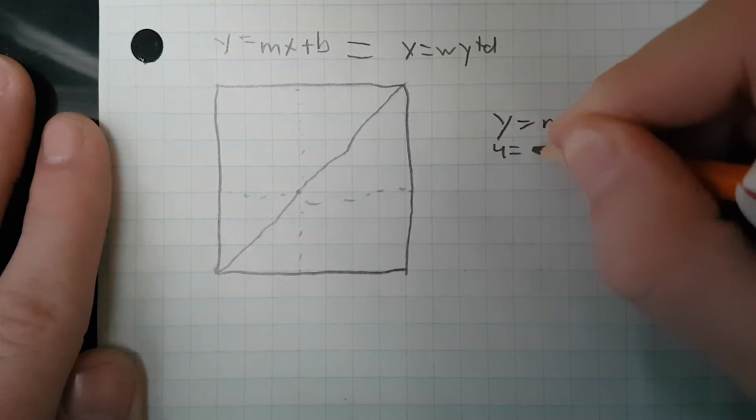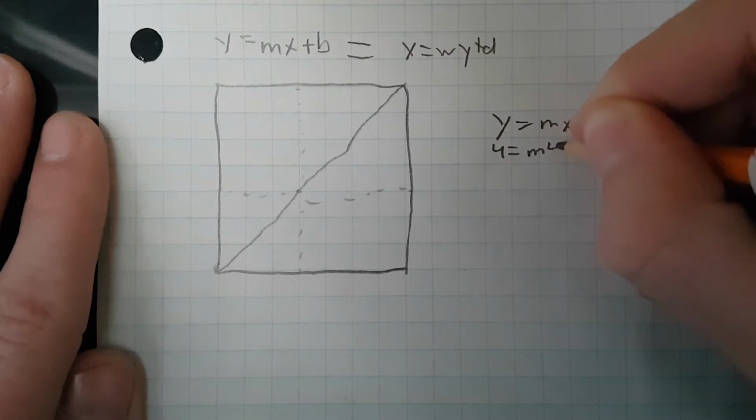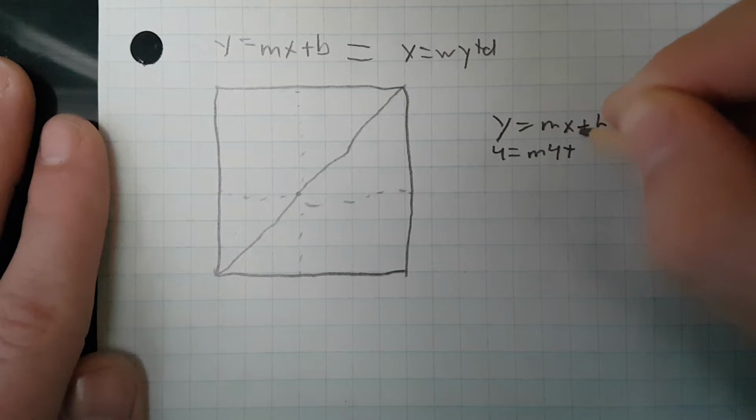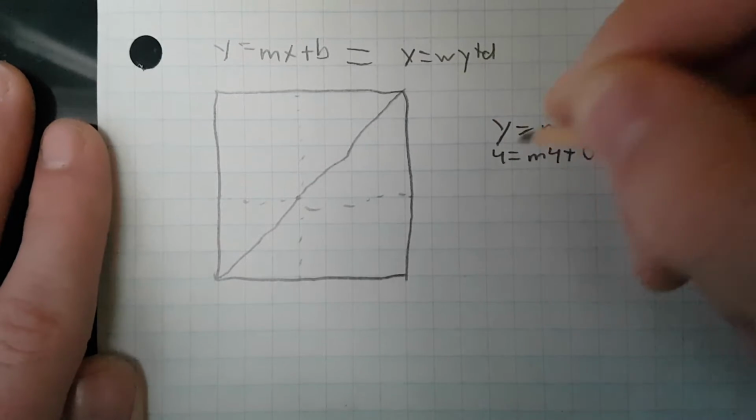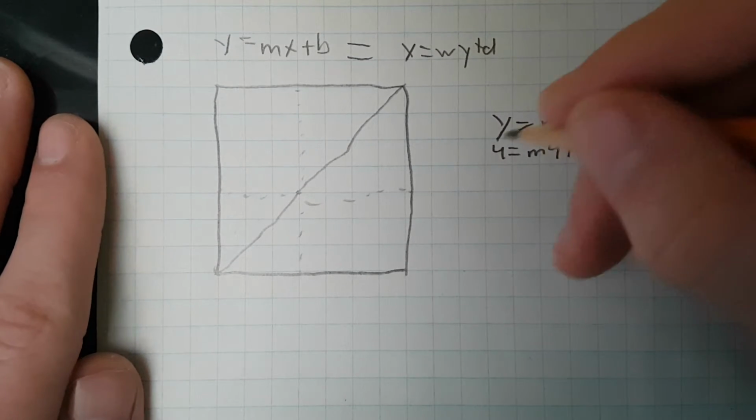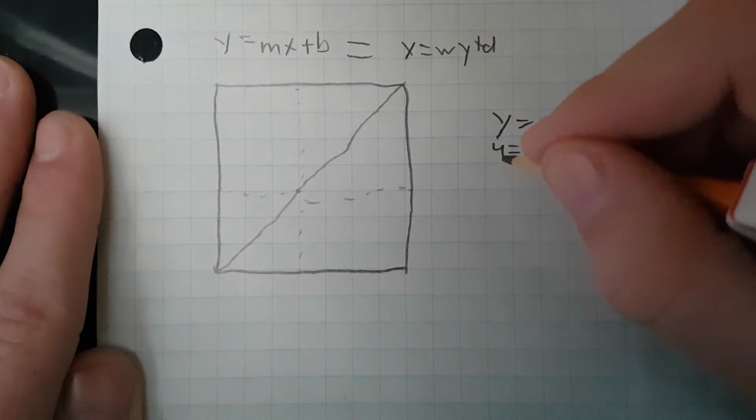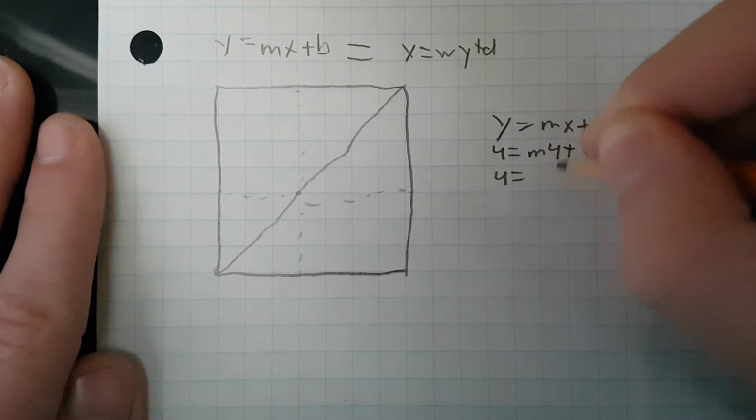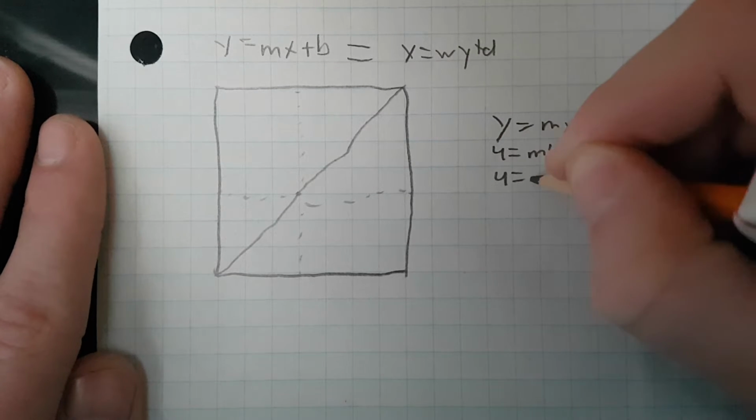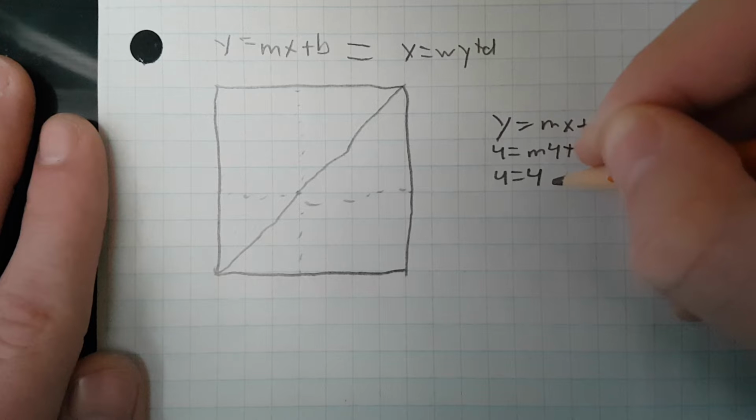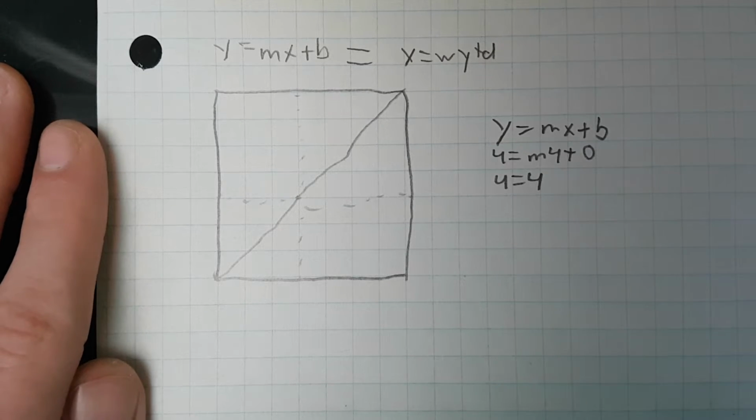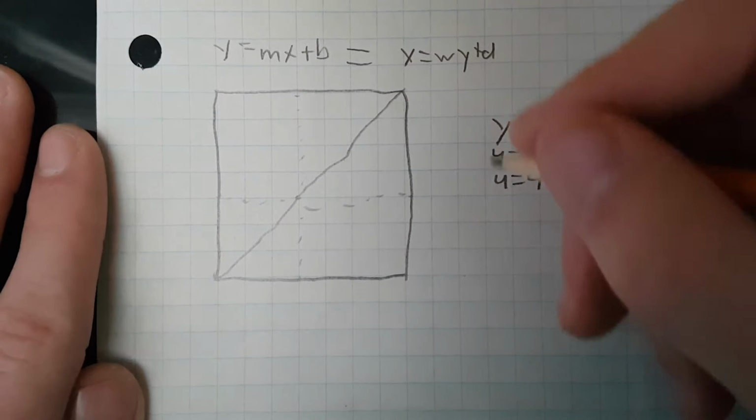Okay, let's go for the 4, 4 point. So y equals mx plus b: 4 equals m times 4 plus, the intercept is 0, and we know the m is 1 over 1. So 4 equals 1 times 4 plus 0, 4 equals 4. So x equals y, yeah. Does this tell me what I'm looking for? And now trying the other one.